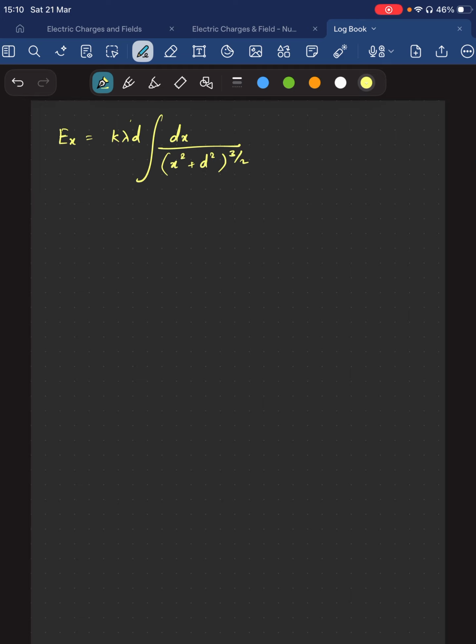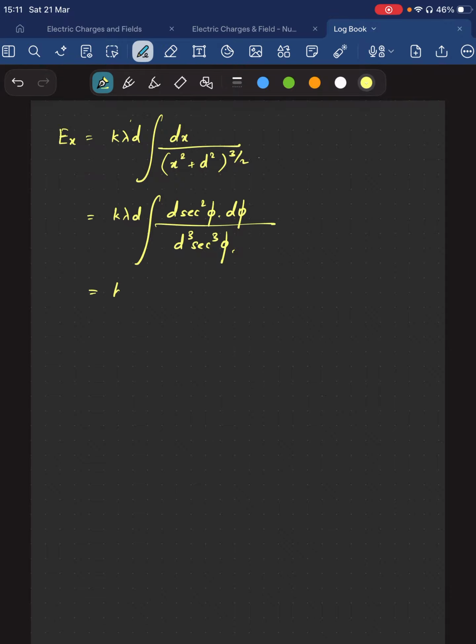And now substituting our values. So we'll get k lambda d. So we are substituting x as d tan phi. So dx turned out to be d secant squared phi d phi. And the denominator will become d squared tan squared phi plus d squared, which will become d squared secant squared phi, with the whole power 3 by 2 will become d cube secant cube phi, right?